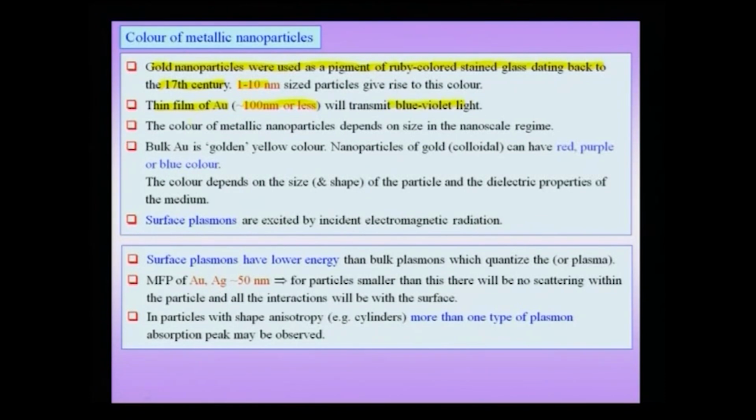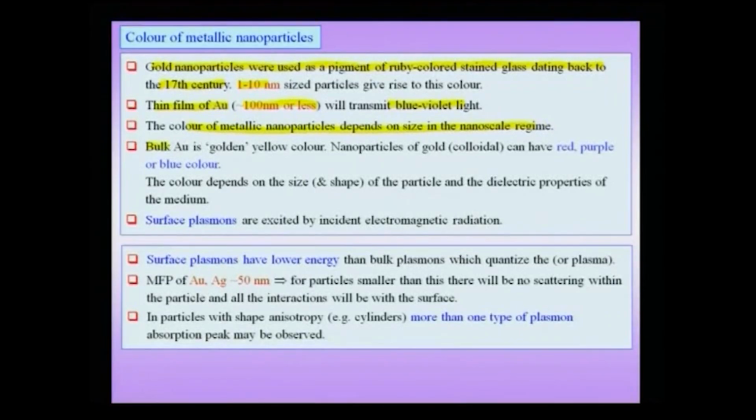Now, the color of these metallic nanoparticles depends on the size in the nanoscale regime, but again we have to see larger size changes to see the change in color. Bulk gold is yellow in color, nanoparticles of gold can have red, purple or blue color. So, there is again a possibility of tuning the color of these gold nanoparticles by changing the size. Not only does the color depend on the size, but it also depends on the shape, and in the next slide we will consider two kinds of particles, cylindrical particles and spherical particles, and we will see how the shape actually affects the frequency of emission or frequency of absorption.